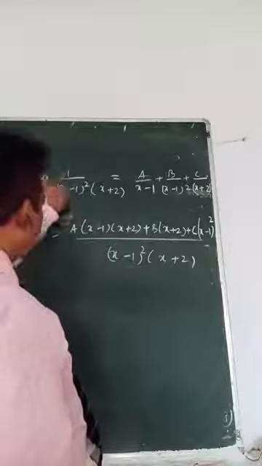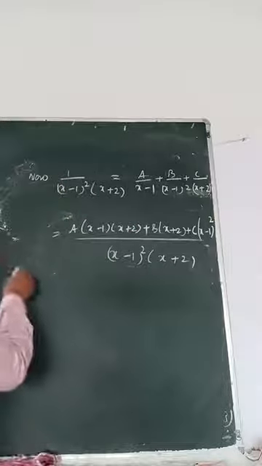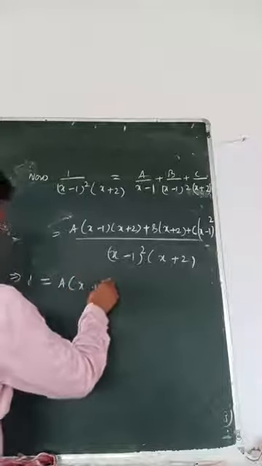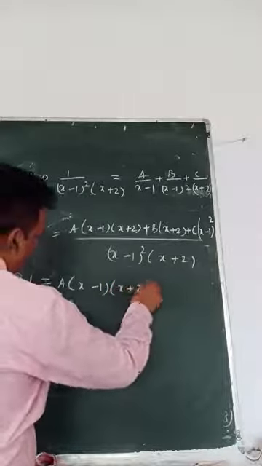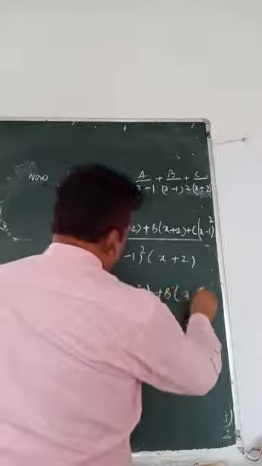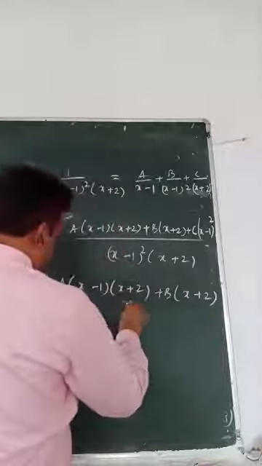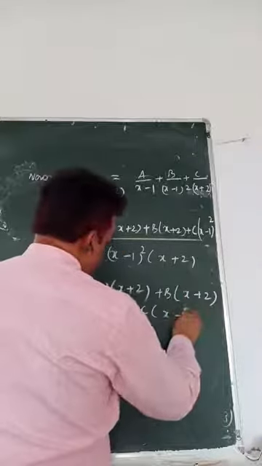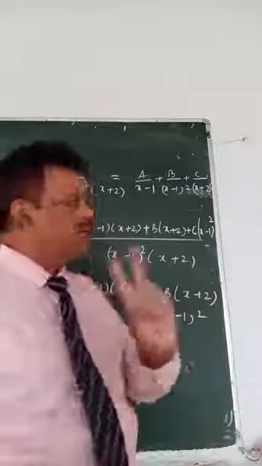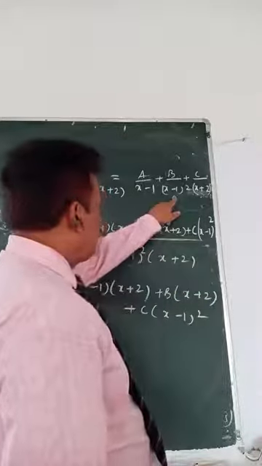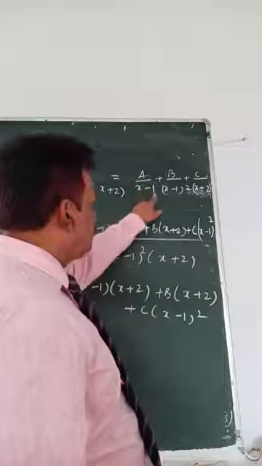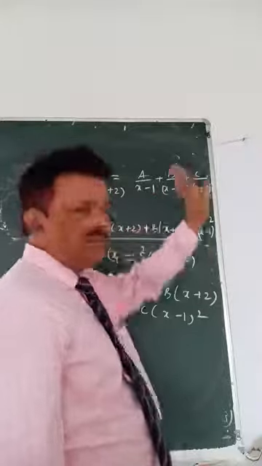Compare numerator equals to numerator. 1 equals to a into x minus 1 x plus 2, plus b into x plus 2, plus c into x minus 1 whole square. Okay, look at this. There are two factors. One is x minus 1, other one is x plus 2. Means once you put x is equal to 1, again you put x is equal to minus 2.